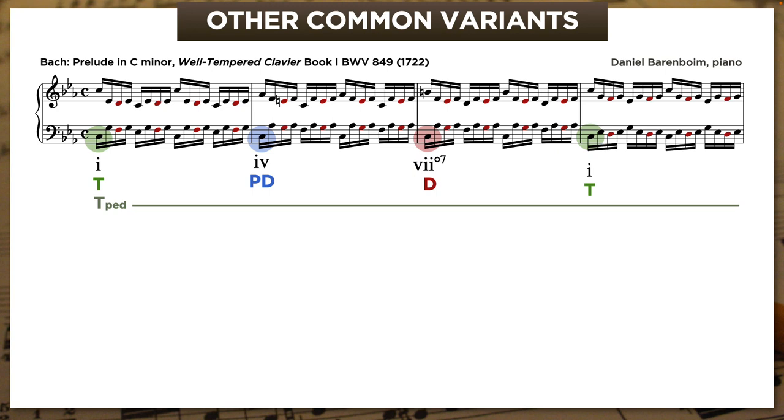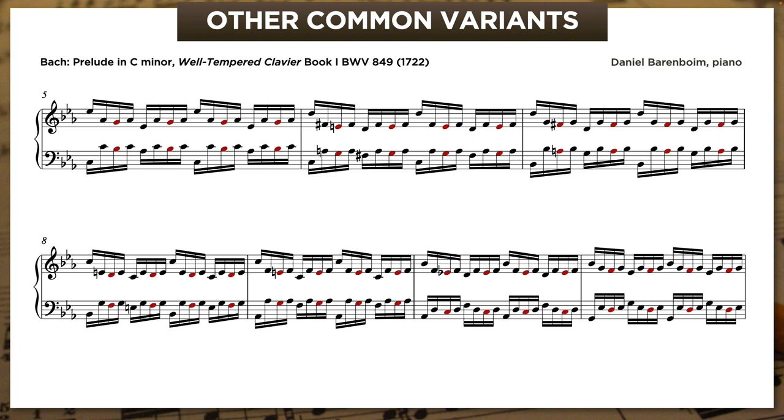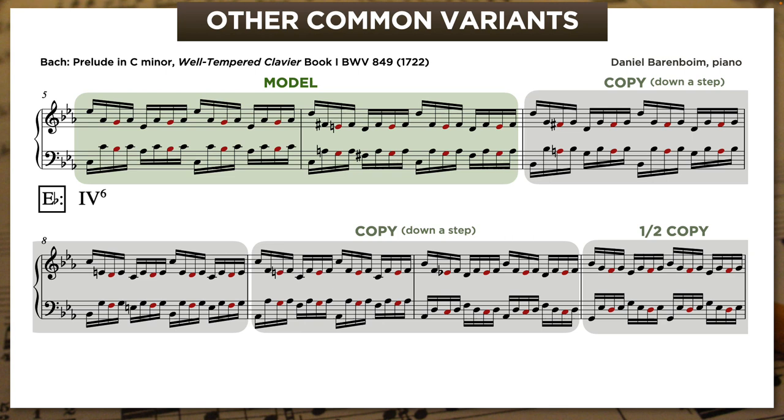The sequence comes just after. It's got a 2-bar model and 2.5 copies. And it's another one of these modulating sequences that starts on 4 of the new key. But we're going to add in chromatic chords this time, and here's how.